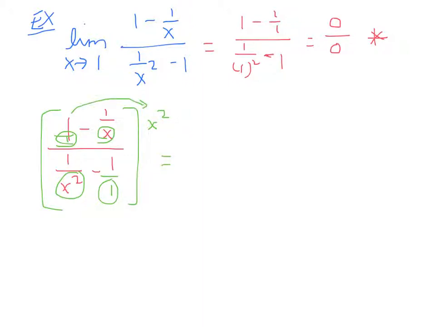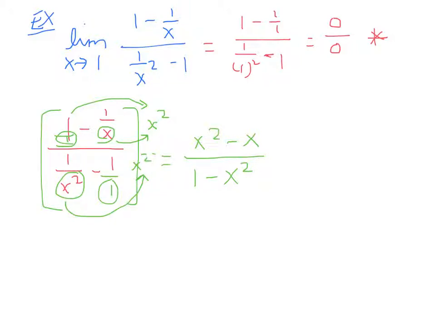So 1 times x squared gives me x squared. 1 over x times x squared leaves me with negative x. In the denominator, I'm still multiplying all of these by x squared. So 1 over x squared gives me just a plain old 1. And 1 times x squared leaves me with x squared, both of which are factorable expressions.